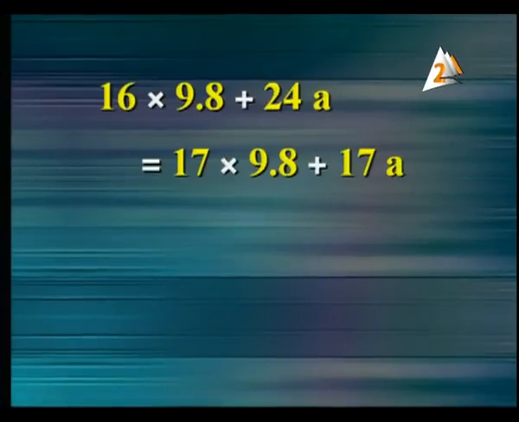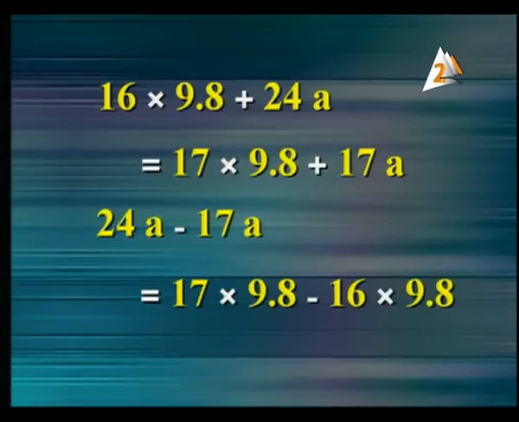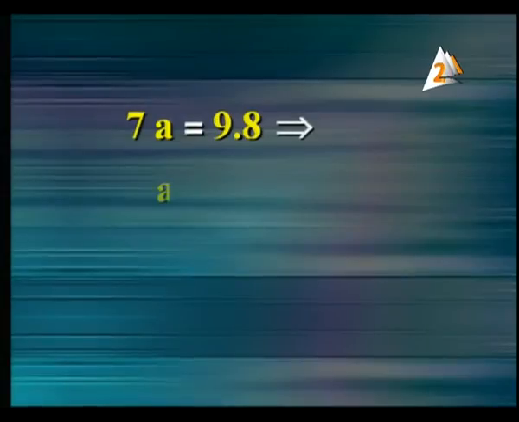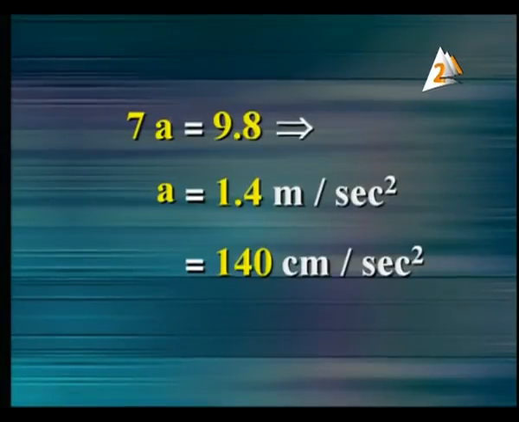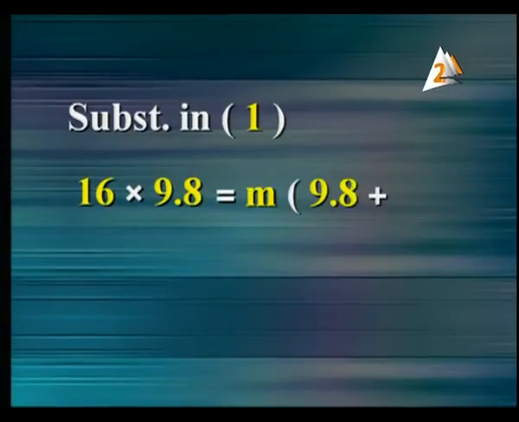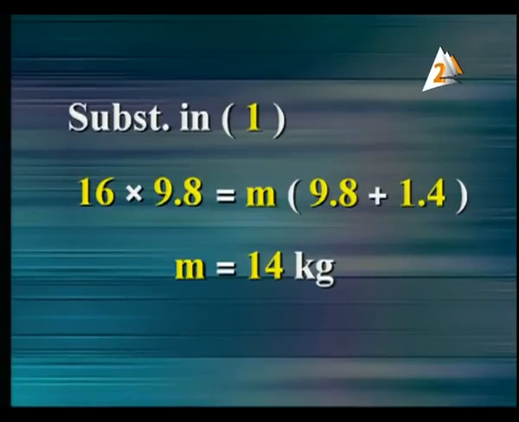Therefore, by cross multiplication, we get 18 times 9.8 plus 27A equals 17 times 9.8 plus 17A. Collect A, therefore 27A minus 17A equals 17 times 9.8 minus 18 times 9.8. Solving, A equals 1.4 meter per second square, means 140 centimeter per second square. And by substitution in equation number 1, we get 18 times 9.8 equals m times (9.8 plus 1.4), to get m equals 14 kilogram.